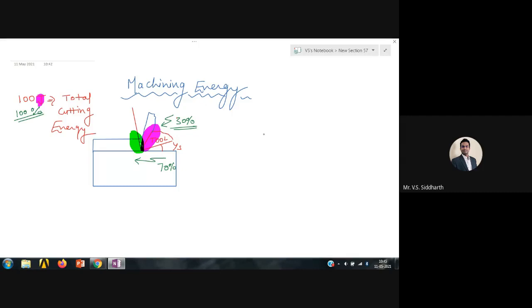So what is the formula for machining energy? What is the formula of cutting energy? Can anyone tell me what is the meaning of energy? Work done per time? Say yes or no. Yes. Okay.